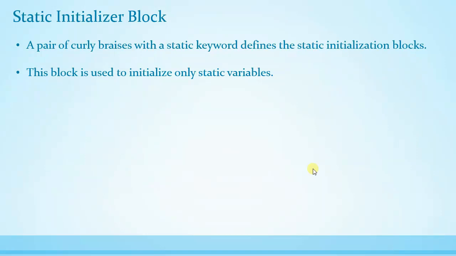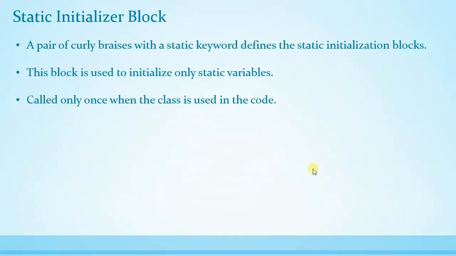So the static initializer block is used to initialize only the static variables. We can initialize the static variable inside these curly braces. Whatever initialization we keep inside the initializer block will get called only once.